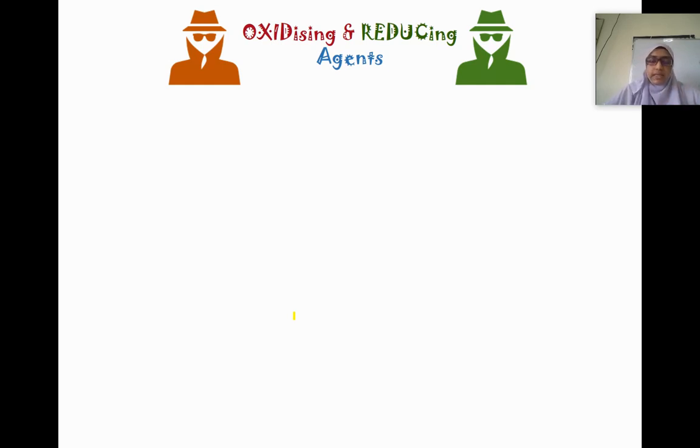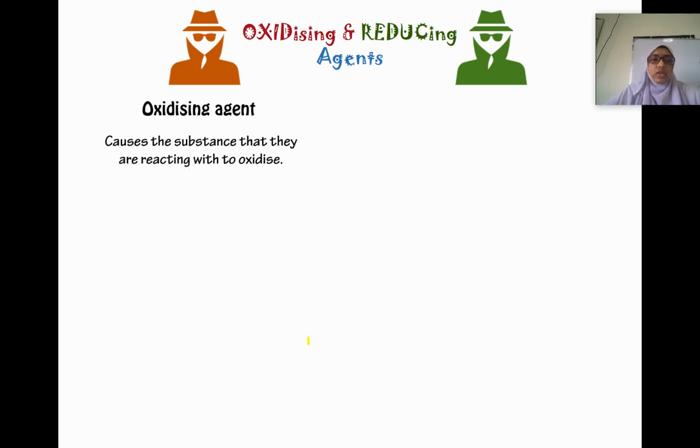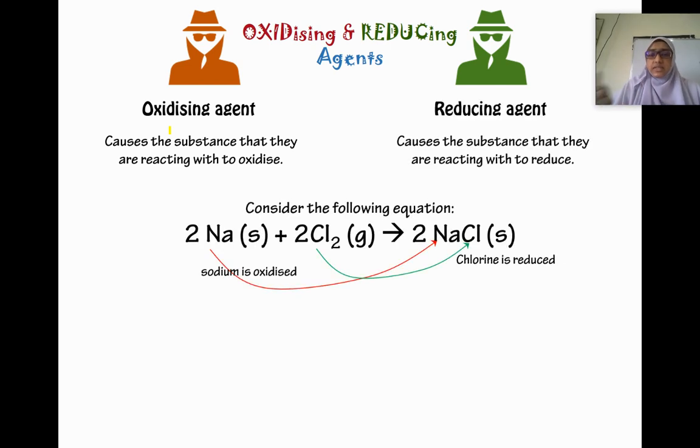Okay, oxidizing and reducing agents. Okay, we know that in every chemical reaction, there will be something that is oxidized, something that is reduced, right? Reactant 1, if it gets oxidized, reactant 2 is going to get reduced. Now, they are going to be oxidizing and reducing agents for each other. Okay, how is that going to work? First, an oxidizing agent causes the substance that they are reacting with to become oxidized. So that's why it's called an oxidizing agent. It oxidizes its partner. A reducing agent will then reduce its partner.